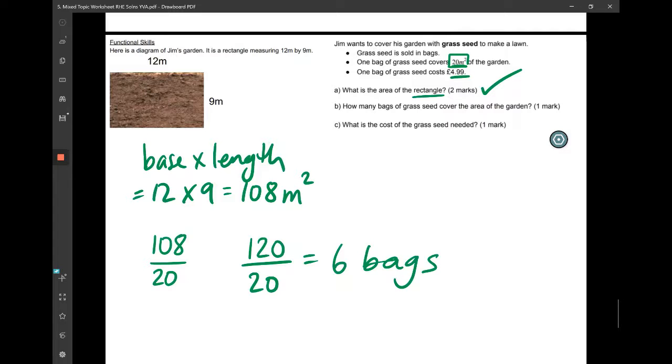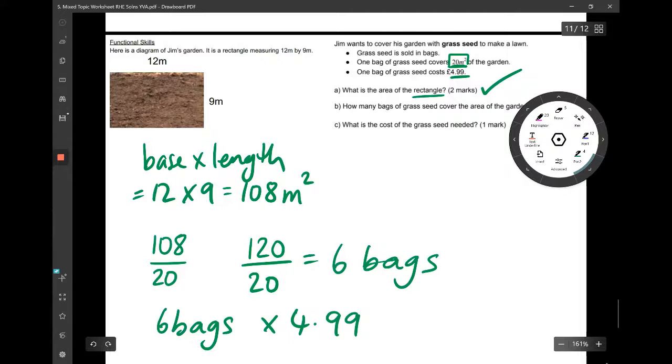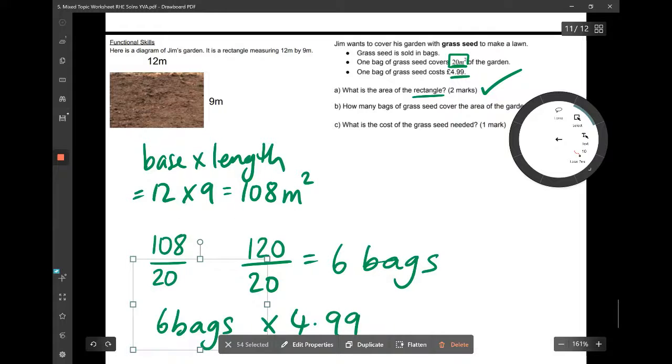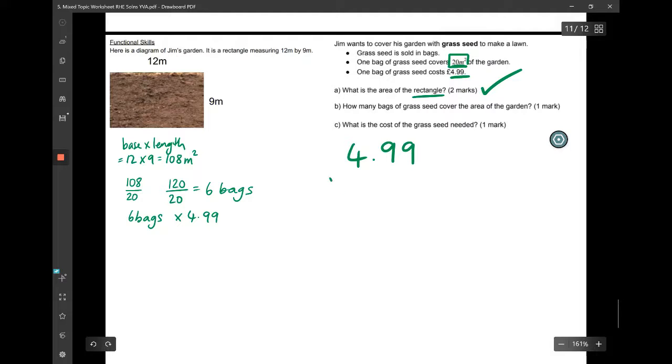Okay, so what's the cost of the grass seed needed? Well, 6 bags cost $4.99 each. So let's work this out. Might need a bit more space again just for this. So I'm going to move all of this, shrink it down, and we can say, 4.99 times 6, and then you can see we are going to get £29.94.